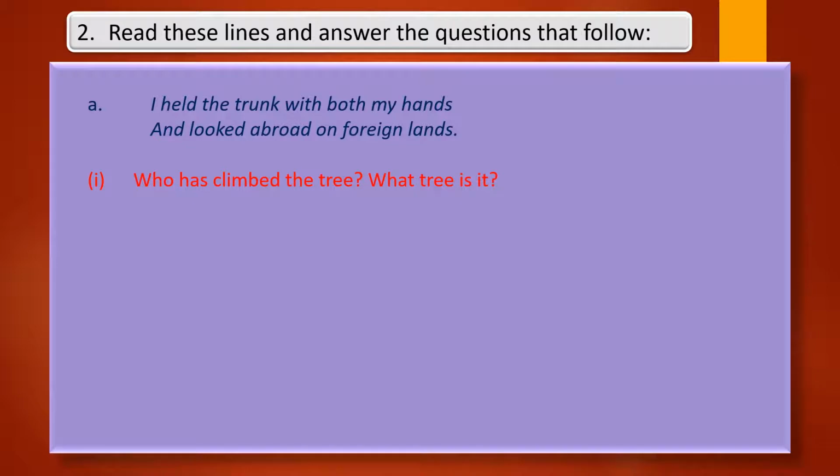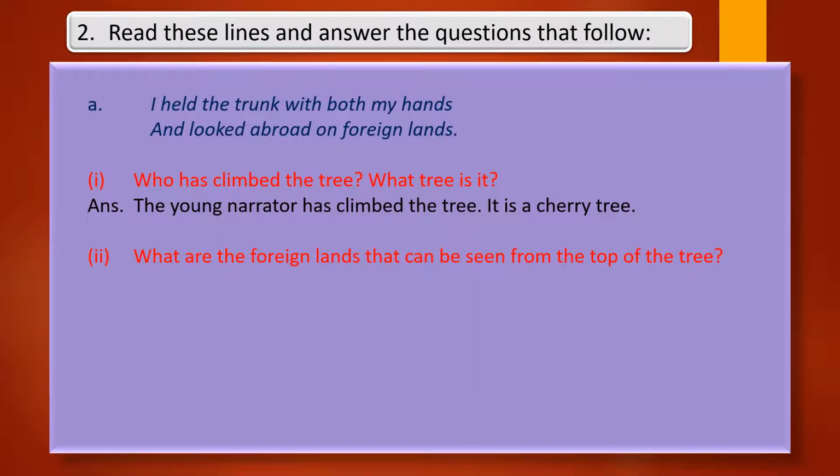First question. Who has climbed the tree? What tree is it? So children, who has climbed the tree? Of course, the poet. The young boy, the narrator, isn't it? And what tree is it? Yes, it is a cherry tree. We said, up into the cherry tree, who should climb but little me? So it is a cherry tree. So the answer is, the young narrator has climbed the tree. It is a cherry tree. Now let's see next question.